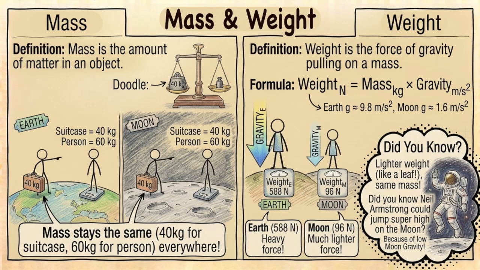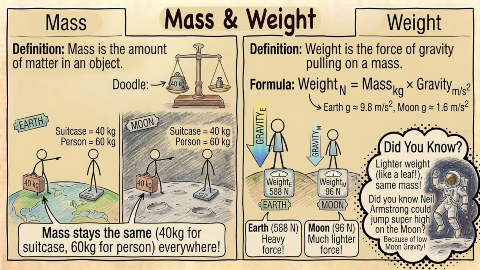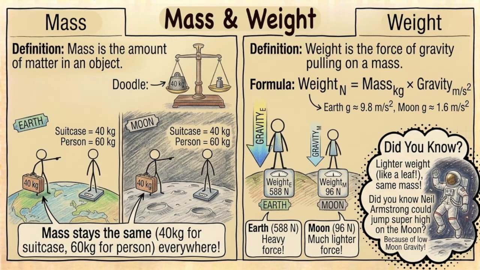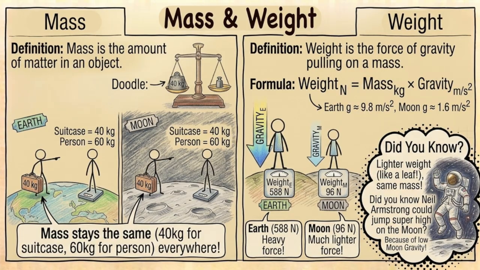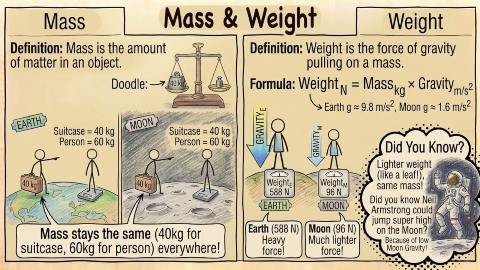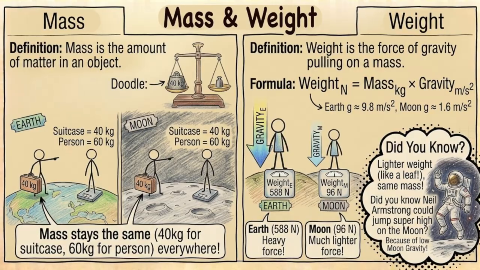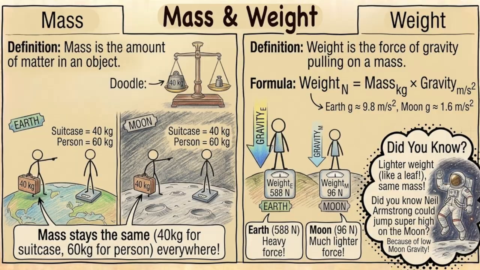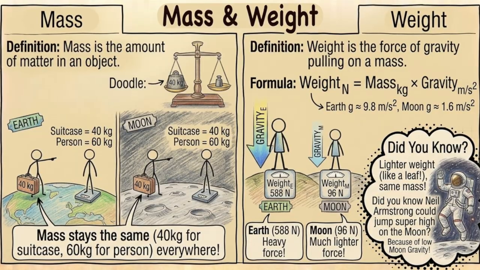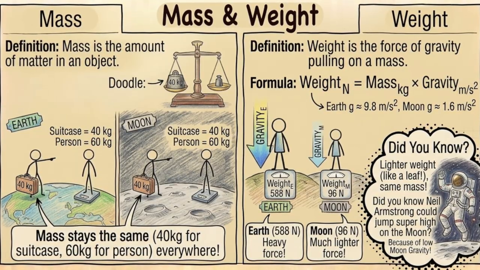Mass and weight. Many people think mass and weight are the same, but they're actually different. What is mass? Mass is the amount of matter present in an object. The mass never changes. Whether you're on Earth, the Moon, or in space, your mass remains the same. The SI unit of mass is kilogram, and it is measured using a beam balance.